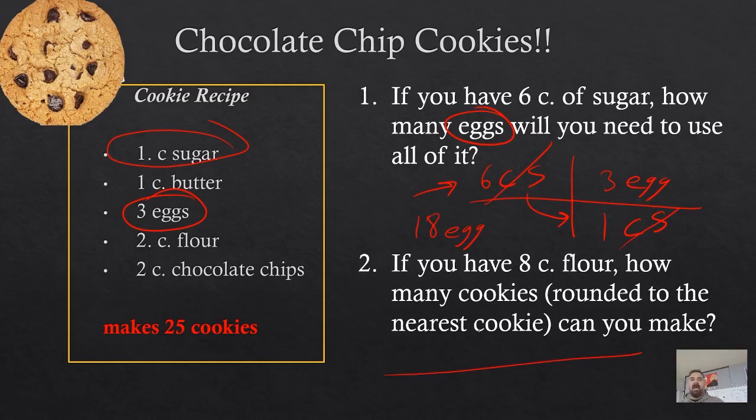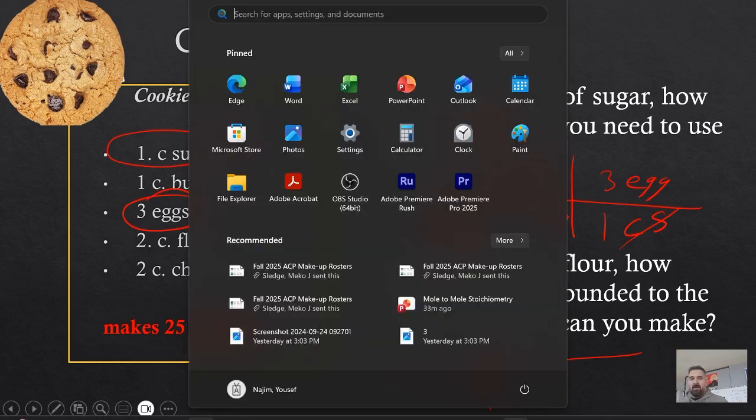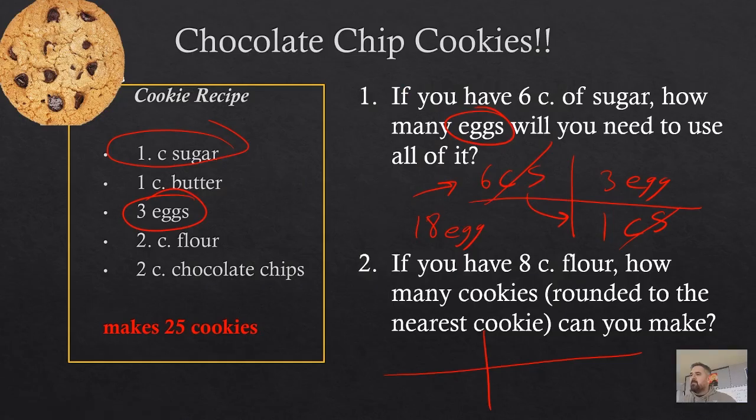I'm going to give y'all a lap, and then I want the answer from you guys. Make sure you're writing the units. That's the important thing, all right? All right, so this one says, if you have 8 cups of flour, how many cookies can you make? So what's our given information for this one?